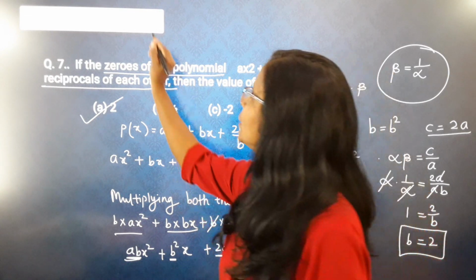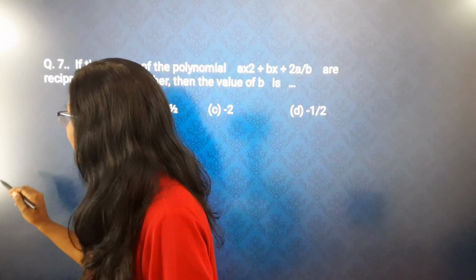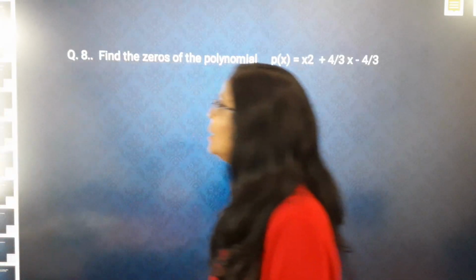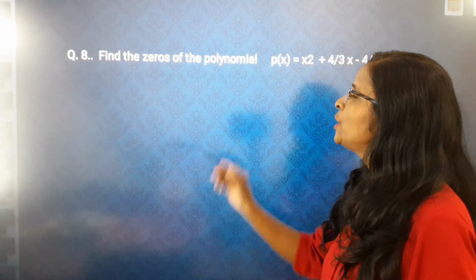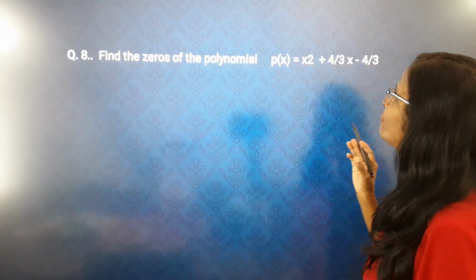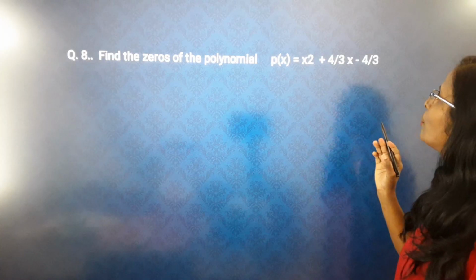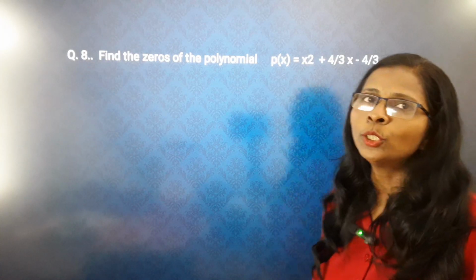So now let us see the next example, students. Question 8: find the zeros of the polynomial p of x is equal to x square plus 4 upon 3 x minus 4 upon 3.